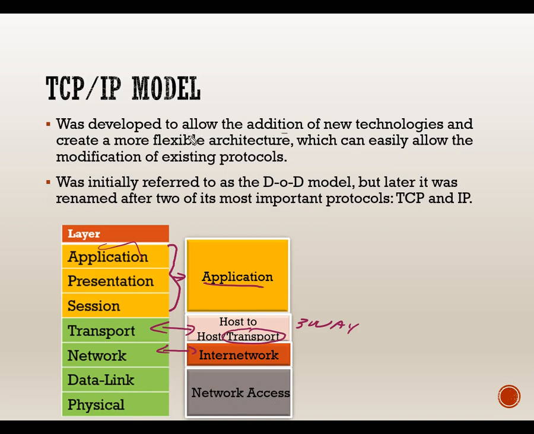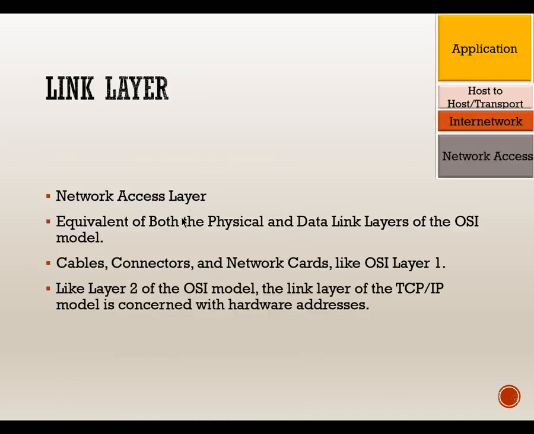This one, and I'm going to go through the slides of these here in just a second, was developed to allow addition of new technologies and a more flexible architecture, and to easily allow modifications of existing protocols. It was initially referred to as the DoD model, renamed after its two most important protocols, TCP and IP. So we have the TCP/IP model as well as the OSI model. The link layer, the network access layer, is the equivalent of both the physical and the data link layers.